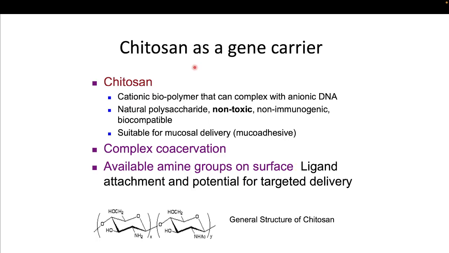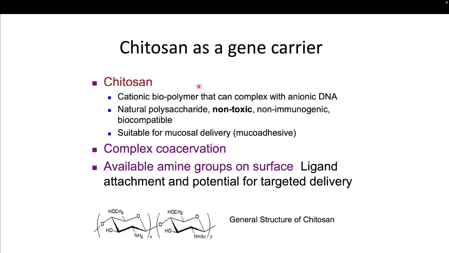So as I said, it can be used as a gene carrier. It's a cationic biopolymer which can complex with the anionic DNA. So that's why we use cationic polymers, right? Because they're positively charged. Your DNA is negatively charged, so they can complex together. It's a natural polysaccharide, so it is essentially non-toxic in nature. Compared to synthetic polymers that we could use as gene carriers, chitosan is relatively non-toxic because it's a natural polysaccharide.